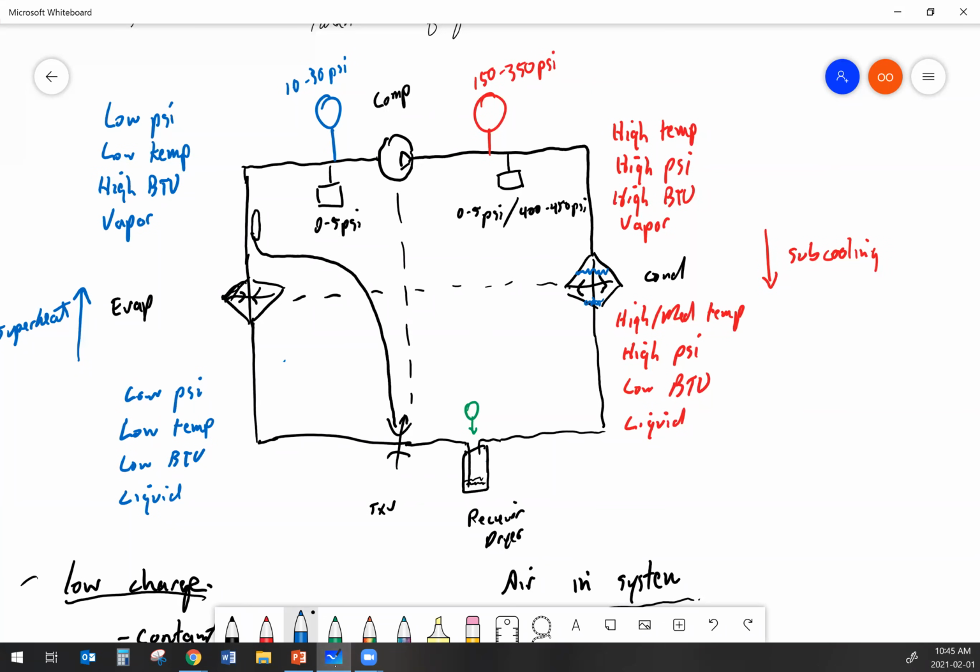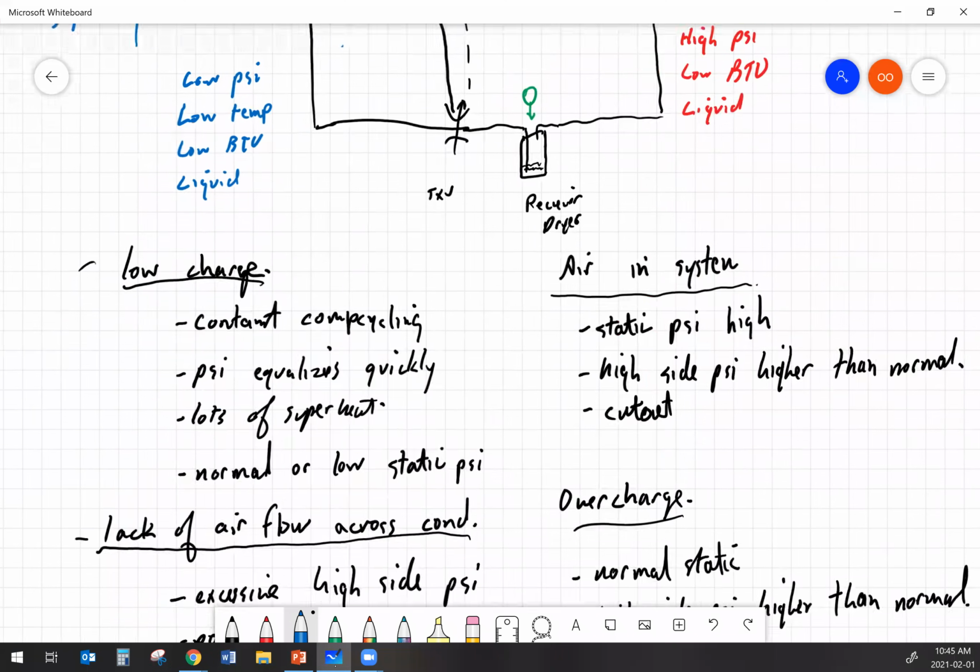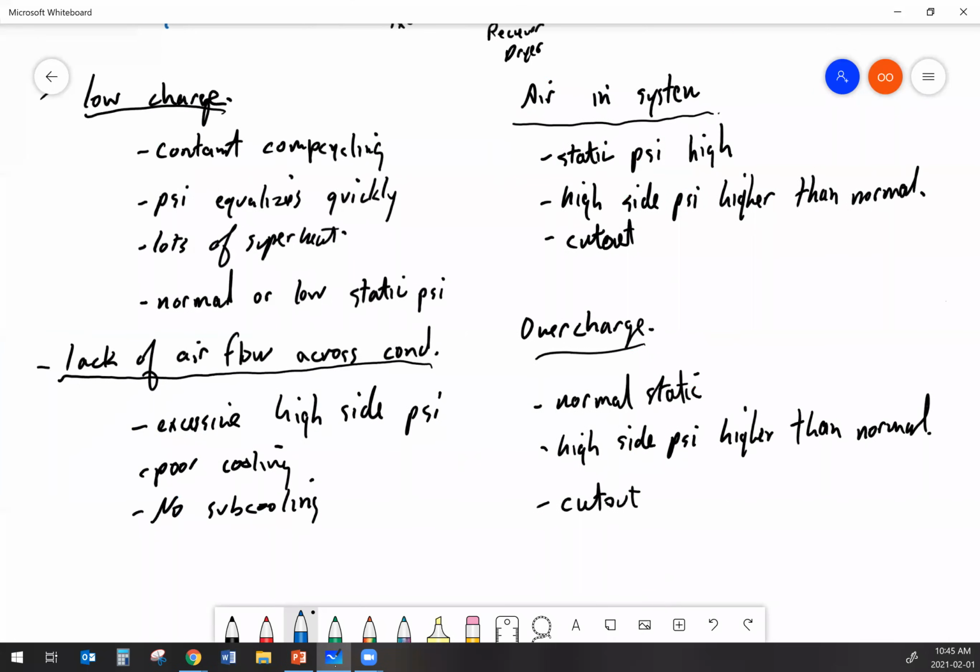That means I have less actual active surface area in the condenser for it to be a condenser. It can't get the heat out of the system like it should be. And that means I end up with too much heat load in the system. Too much heat load drives my high side pressures up, causes it to kick out, which when the system is running, actually looks fairly similar to what happens when you got air in the system. The way you tell if it's air or an overcharge that's making this happen is by looking at your static pressures.